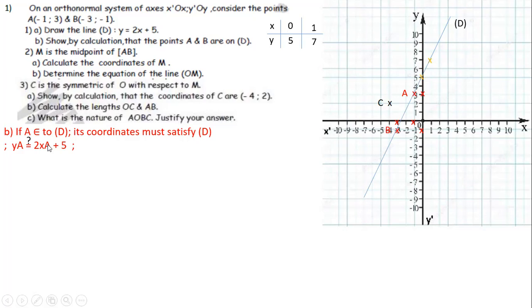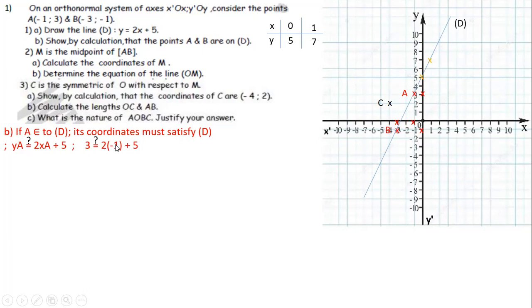The abscissa of A is -1. So 2 multiplied by -1 plus 5. Are these two sides equal? What do we mean when we say by calculation? This is by calculation. The first side is 3, I don't have anything to calculate. But on the second side, we have to calculate the answer of 2 times -1 plus 5.